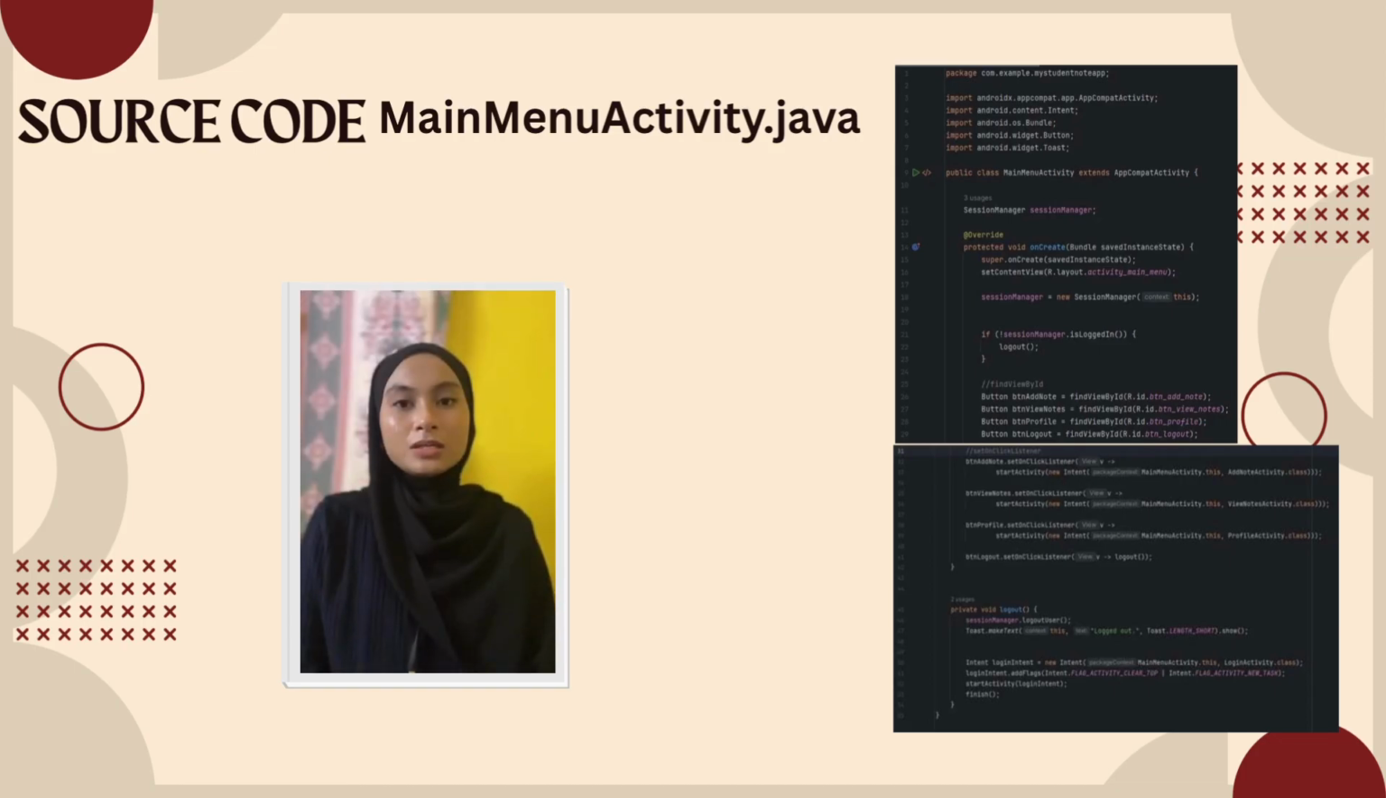events. In the onCreate method, we initialize all the button variables and link them to their respective IDs in the activity_main_menu.xml layout. Click listener, a separate setOnClickListener is applied to each main menu button. This is the core navigation logic for button 1, which is add new node. The click listener executes a new intent to launch AddNodeActivity.java.